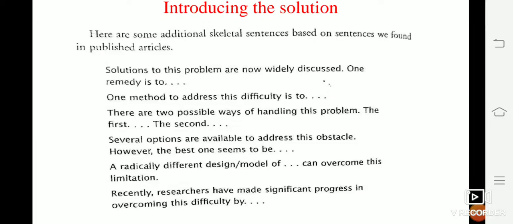Several options are available to address this obstacle. However, the best one seems to be blah, blah, blah. A radically different design or model of blah blah blah can overcome this limitation. Recently, researchers have made significant progress in overcoming this difficulty by blah blah blah. So this is the way that you write solutions, everyone. Please learn through this and try to actually write this. Make more examples. This is just some examples.